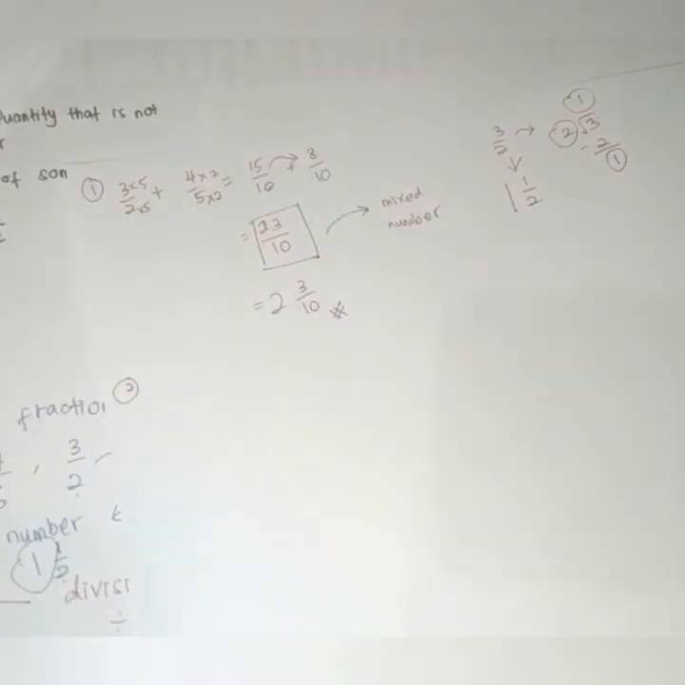The second one is subtraction. For example, 5 over 8 minus 1 over 4.